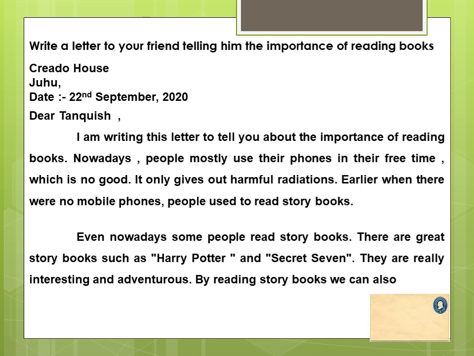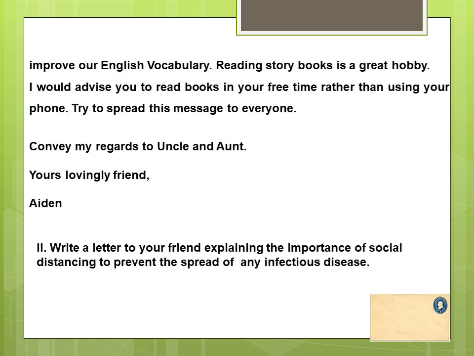Earlier, when there were no mobile phones, people used to read storybooks. Even nowadays, some people read storybooks. There are great storybooks such as Harry Potter and Secret 7. They are really interesting and adventurous. By reading storybooks, we can also improve our English vocabulary. Reading storybooks is a great hobby.